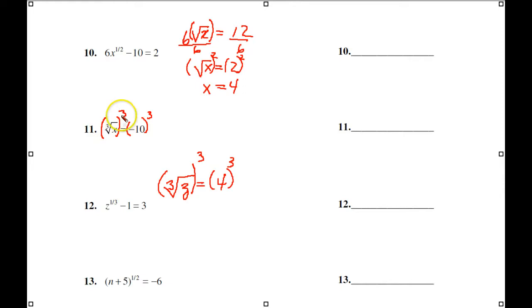And here I'm going to raise to the third power, and I get here x equals a negative 10,000. Now I have z to the 1/3 power, which is the third root of z. I'm going to add 1 to both sides. I get 4. I'm going to cube both sides, so I get z equals 64.